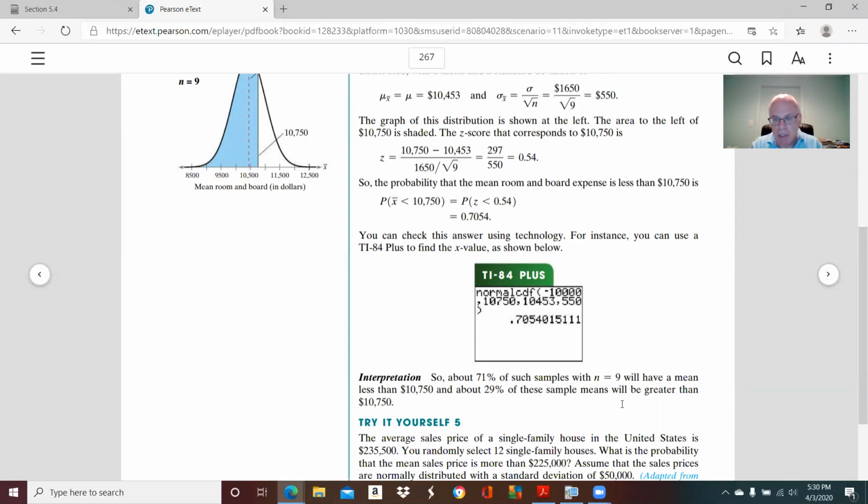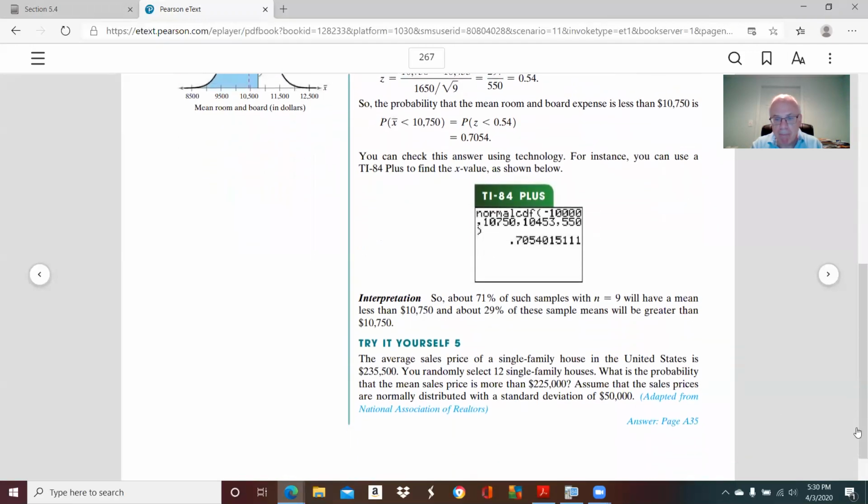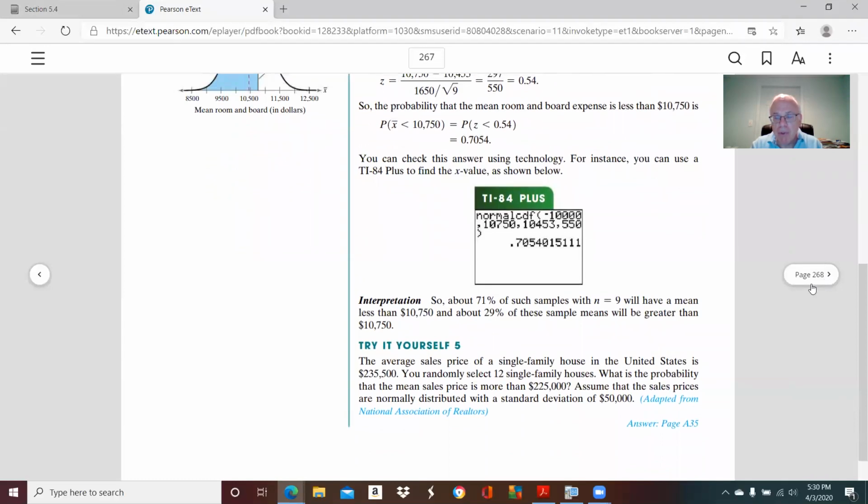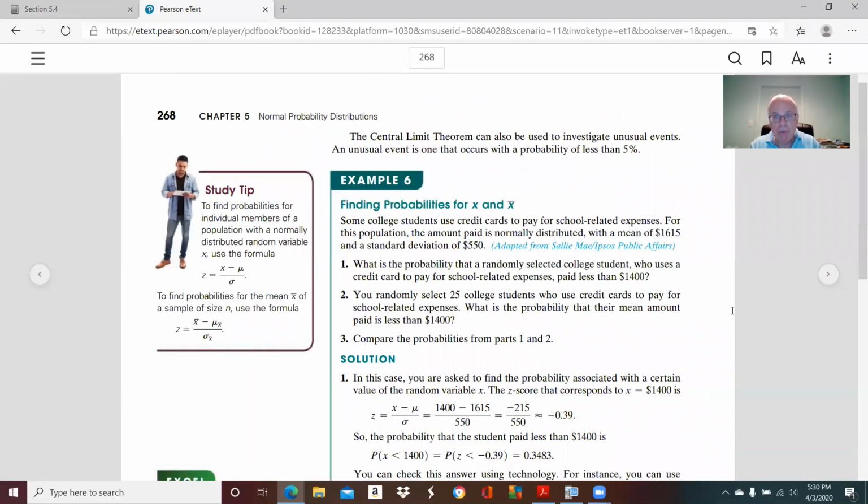71% plus 29% is 100%. All right. And finally, the last thing we'll do before we look at some examples is to make the distinction between probabilities for populations and probabilities for samples. So, finding probabilities for X and probabilities for X bar using the normal CDF. Let's see the difference between the two.